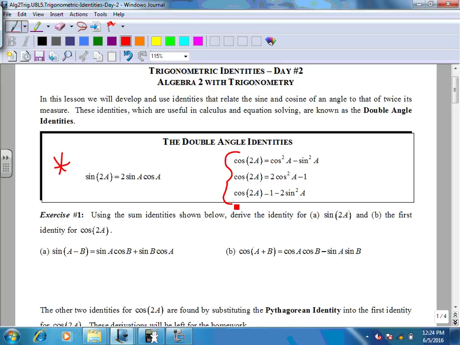Cosine 2A, we have a little more decisions to make because there's three different options that we have for cosine 2A. But we'll talk about that more in a minute.